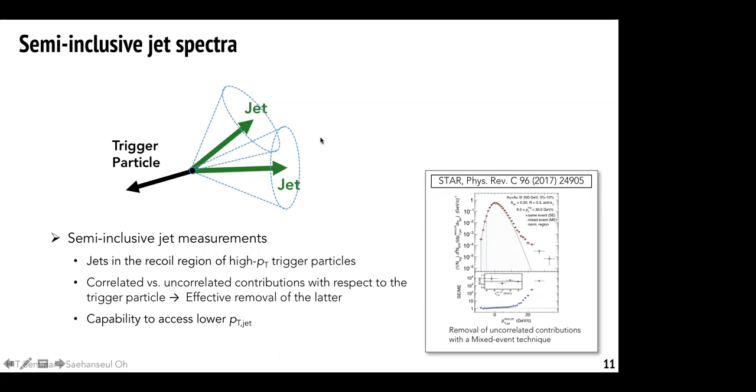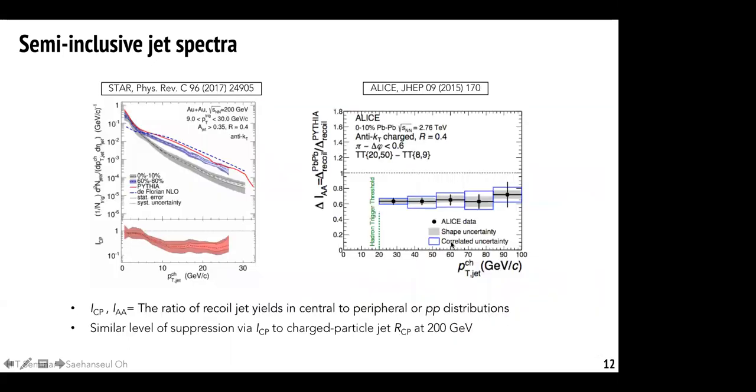In the inclusive jet measurement, the lowest jet PT reported by the LHC was around 50 GeV, and the lowest jet PT reported by STAR was around 10 to 15 GeV. But with the semi-inclusive jet measurement, in principle, we can reach 0 GeV. In 2017, STAR reported the semi-inclusive jet spectra measurement, and ALICE reported in 2015. They are similar, but slightly different technique-wise.